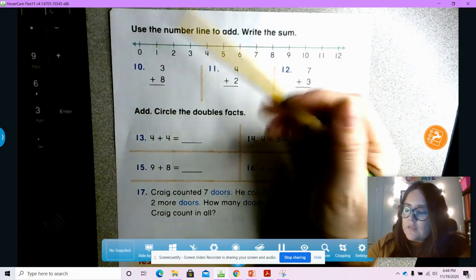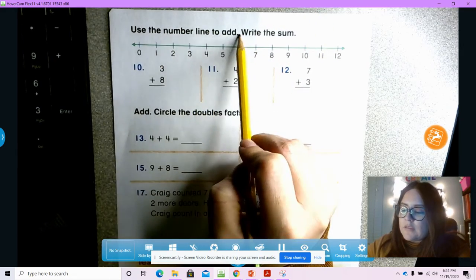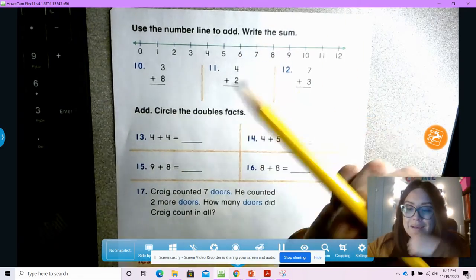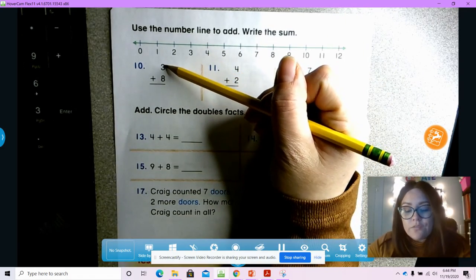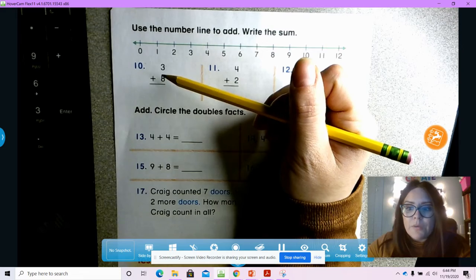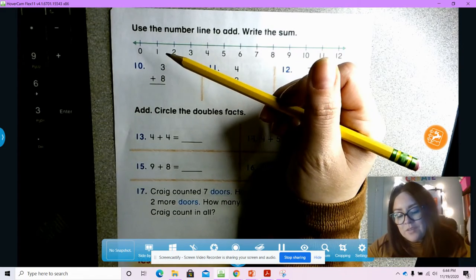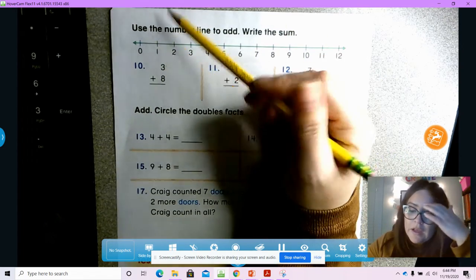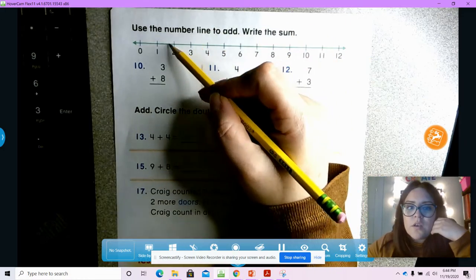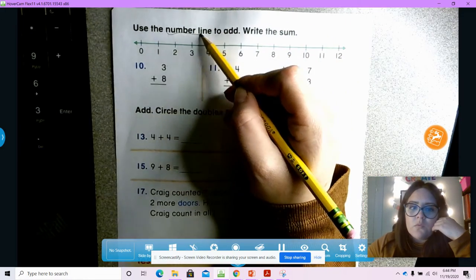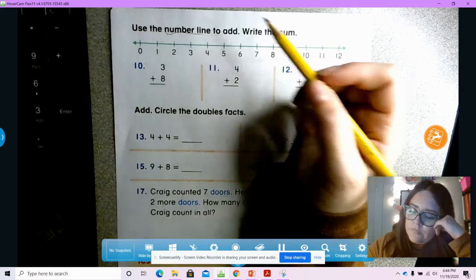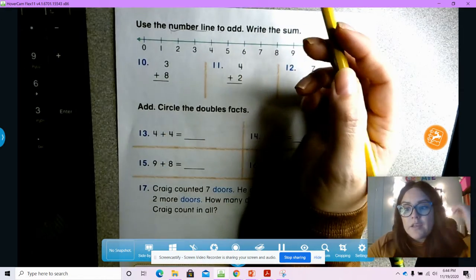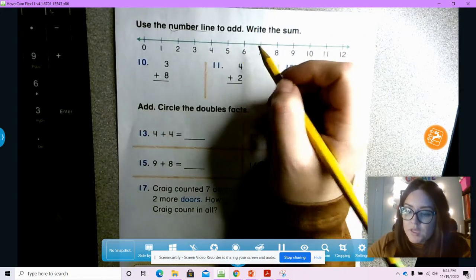Okay, now for this side, it says use the number line to add, write the sum. Again, I know that you could find out what 3 plus 8 is by using your fingers or by using your counters, but I want you to use your number line for this. We're going to practice using our number line. So our number line is kind of like counting on, but we're doing it on paper.